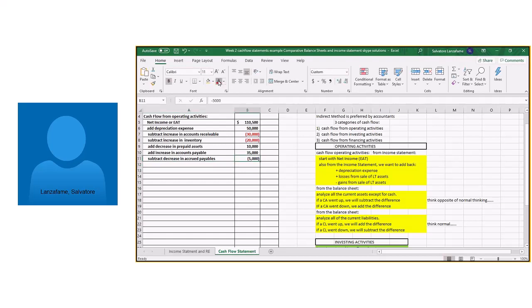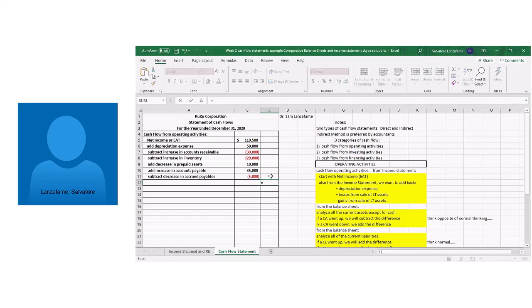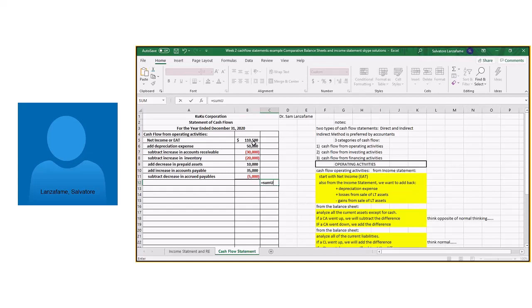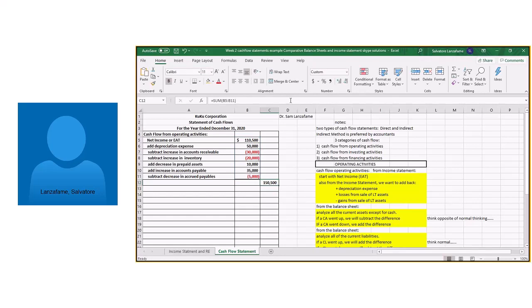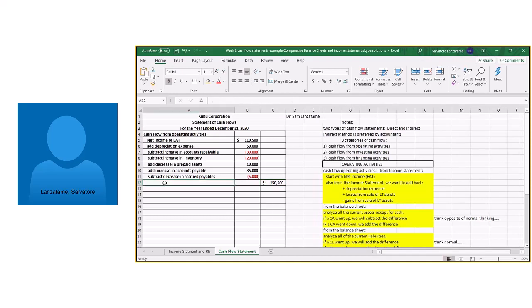Okay, so I've exhausted all of the rules that are associated with operating activities. So now let's add our results together. So in the second column, I want to add and subtract all these numbers from each other. Whoops, I accidentally did that wrong. Let's try it again. Equals, there we go. And I get 150,500. And I'm going to call this my net cash flow from operating activities.